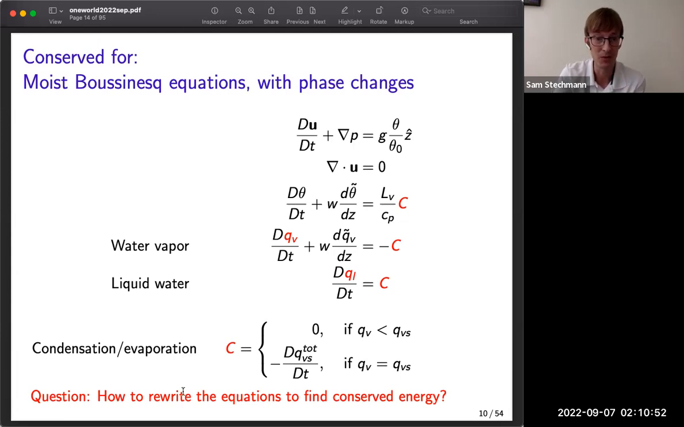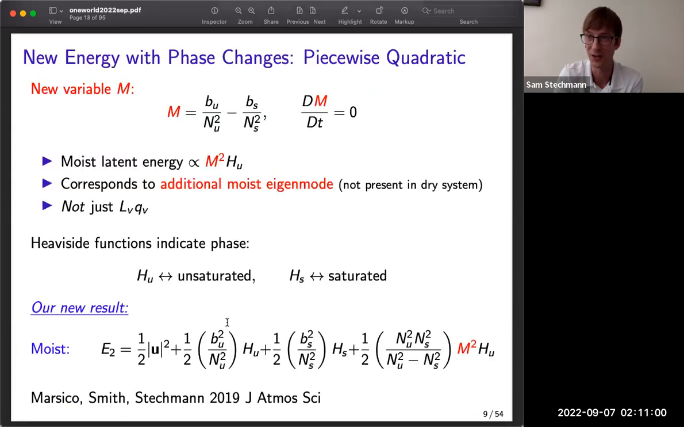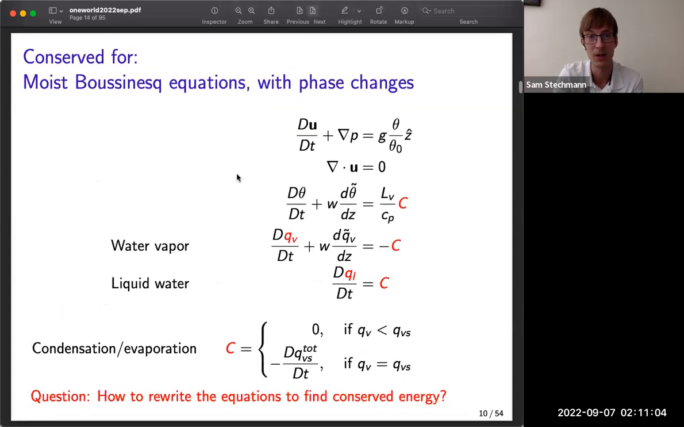Okay, and so this question down here is related to, you might be wondering, I write these equations down and they probably don't look much at all like this version of the energy I wrote where there are these buoyancy variables and this M coming up. So what I want to do over the next few slides is show how we can rewrite the system of equations in a way that makes it easier to identify an energy that's conserved for the system.